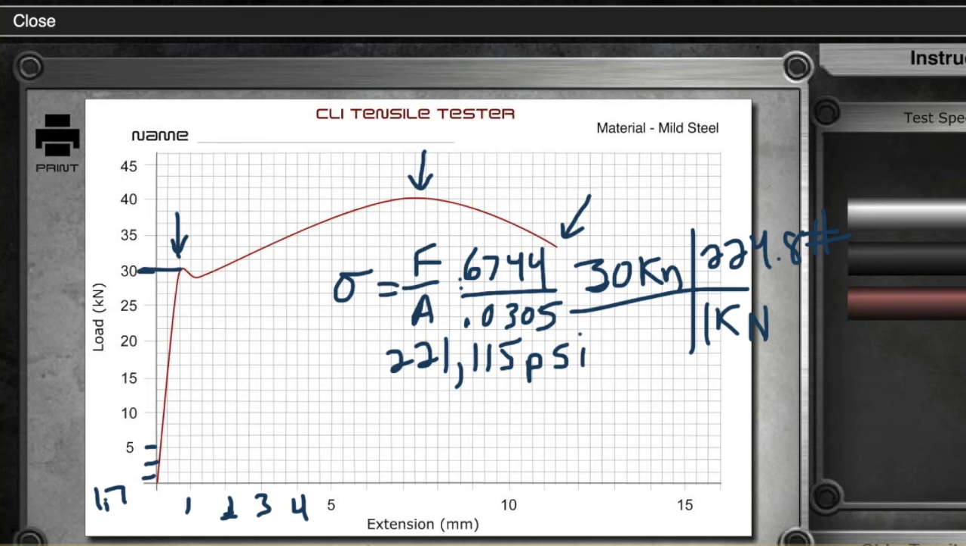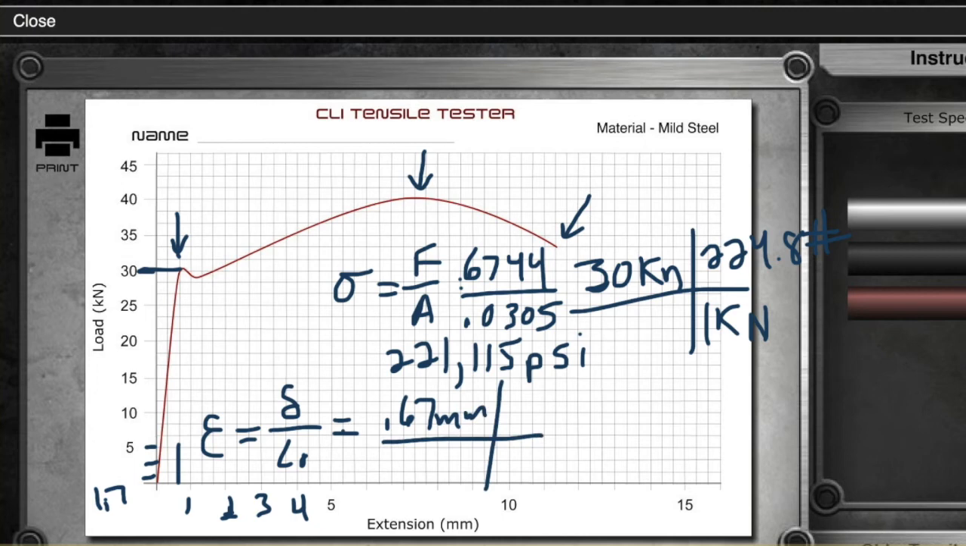We also have to calculate the strain. What is the strain? The strain is the elongation over the original length. Okay, and the elongation here, if I measure over here, is about right this line right there. I'm going to say that's 0.67, right? So I need to convert that 0.67, that's 0.67 millimeters. I need to convert that into inches. So I'm going to do the 0.67 millimeters, do dimensional analysis.